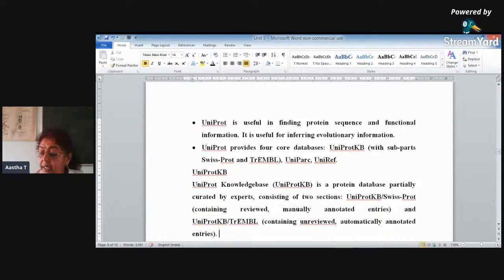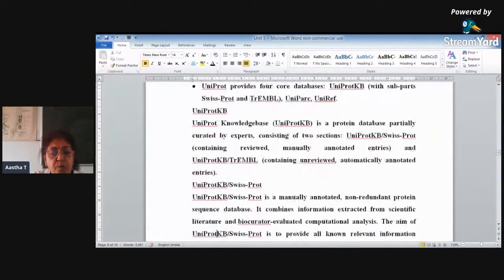It's a protein sequence database partially curated by experts consisting of 2 sections, UniProt KB or SwissProt. All manually annotated entries are there, म्हणजे कुणीतरी ते एंटर केलेले आहेत. UniProt KB and TrEMBL contain unreviewed automatically annotated entries. So in UniProt KB or SwissProt, the data has been entered by some experts who are handling this UniProt KB, or some of the data has been automatically added through computers or through internet.